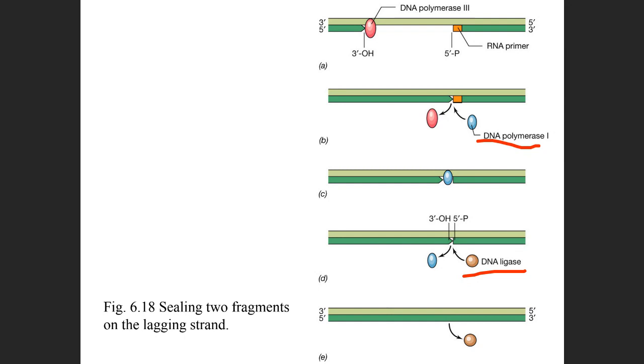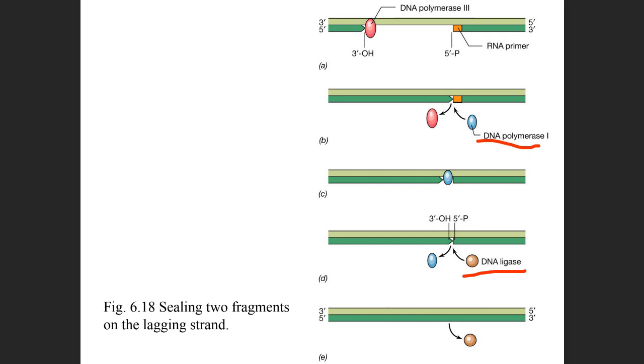Why does the DNA ligase need ATP to work? Well, because it needs the energy. Remember from your chemistry class, when you form a bond, you need energy to form the bond. So that's where the DNA ligase comes in. So now you have a complete new strand of DNA. This is what's happening on the lagging strand.